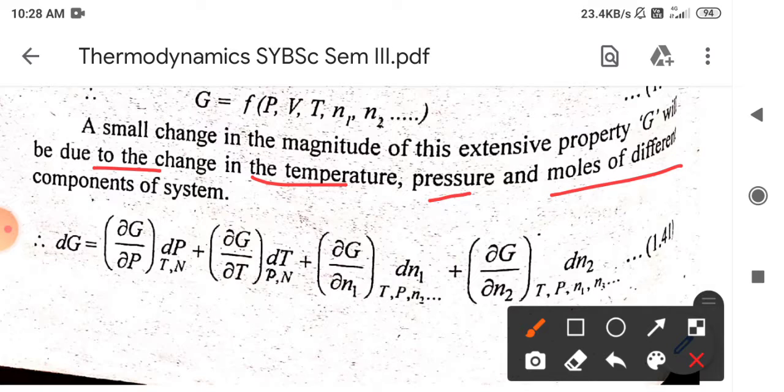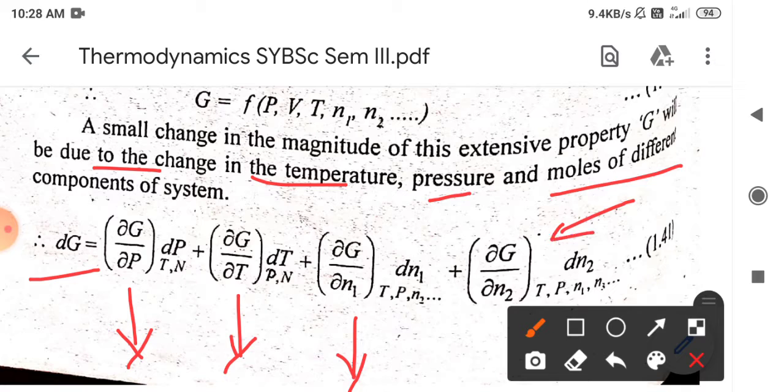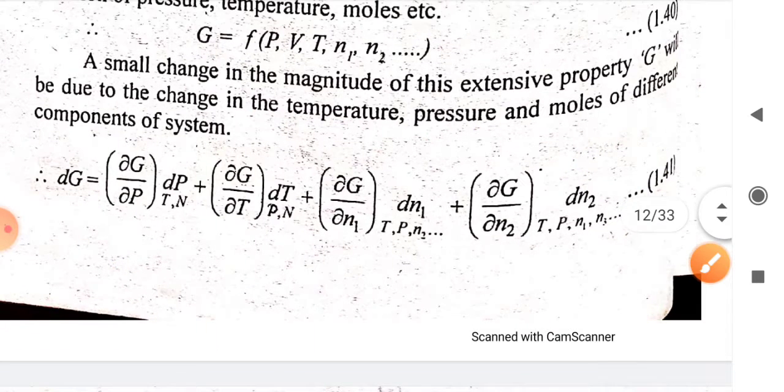So this gives the change in free energy. Here we are considering just the change in pressure, here the change in temperature, here the change in number of moles of the first component, here the second component. Likewise we can go up to the ith component. Whatever the number of components present in the given system, we need to consider the change with respect to that particular component.